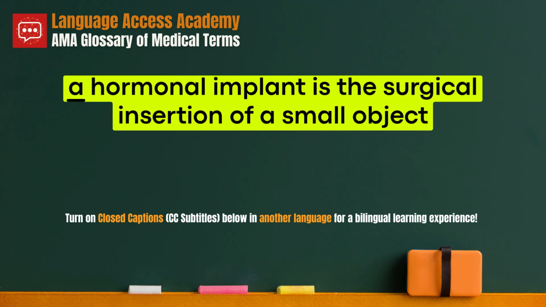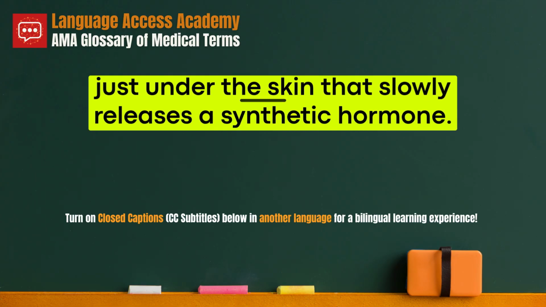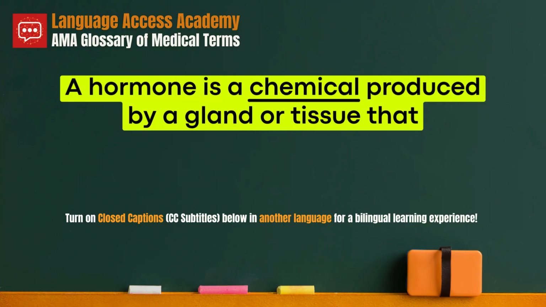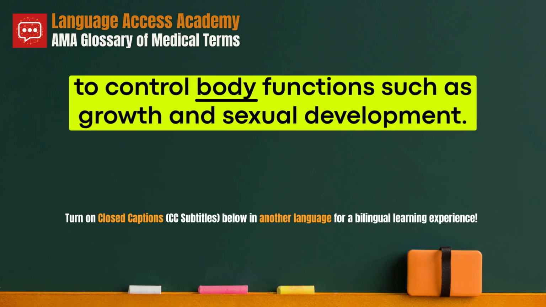For birth control, a hormonal implant is the surgical insertion of a small object just under the skin that slowly releases a synthetic hormone. A hormone is a chemical produced by a gland or tissue that is released into the bloodstream to control body functions such as growth and sexual development.